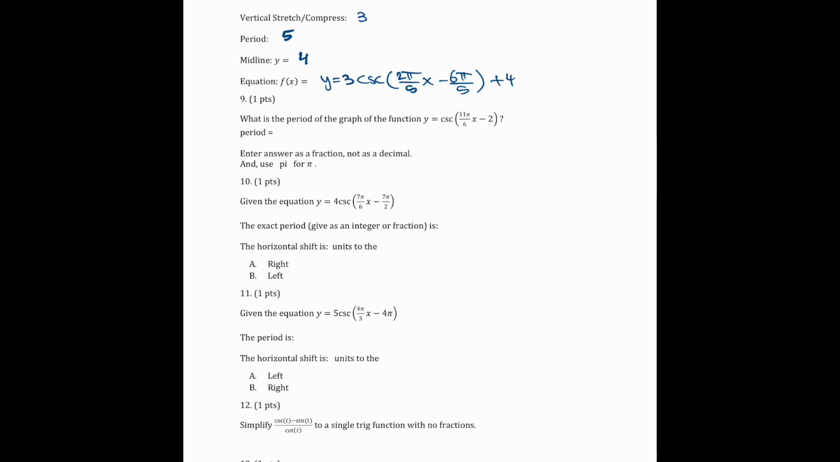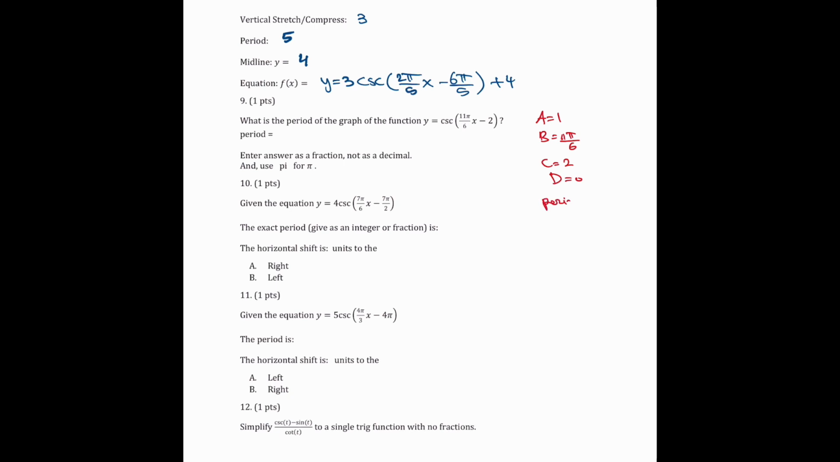Question number 9. What is the period of the graph of the function y equals cosecant (11 pi over 6 x minus 2)? We need to find a, b, c, d again. So a is 1, b is 11 pi over 6, c is 2, and d is 0. We know that the period is equal to 2 pi over b. So the period is equal to 2 pi divided by 11 pi over 6.